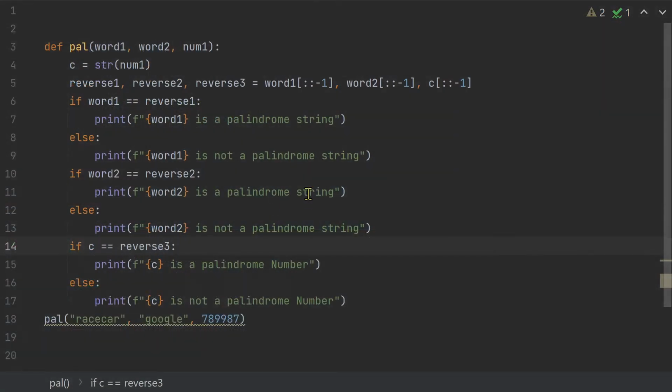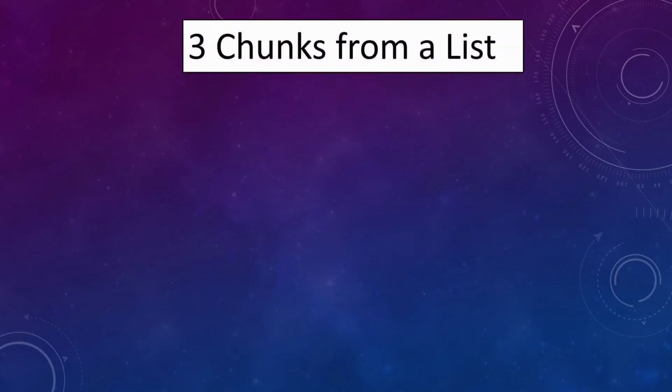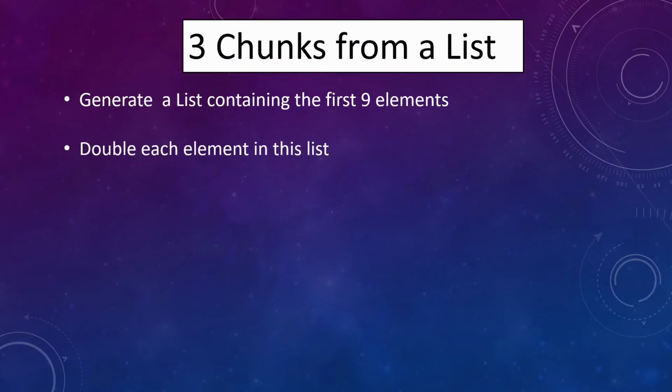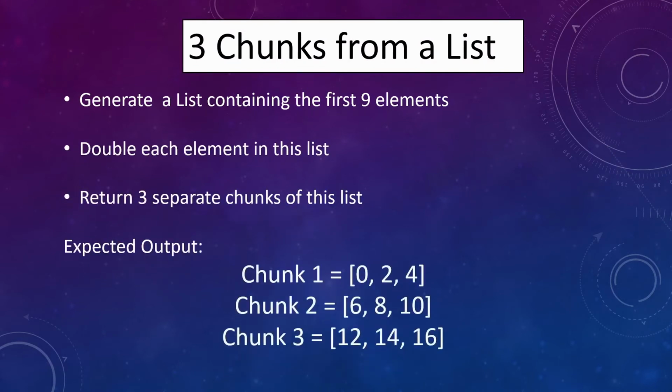Now this is the first exercise. I hope you did it correctly, and let's jump into the next one. In the next exercise, they want us to generate a list of 9 numbers, then double each element inside of this list. Then divide the list into 3 separate chunks, and this is the expected output.